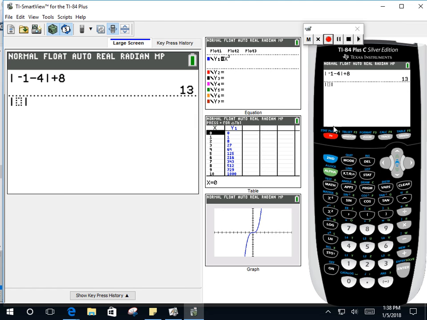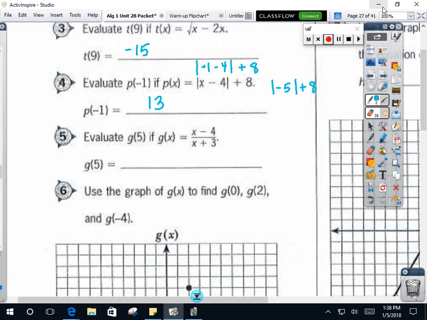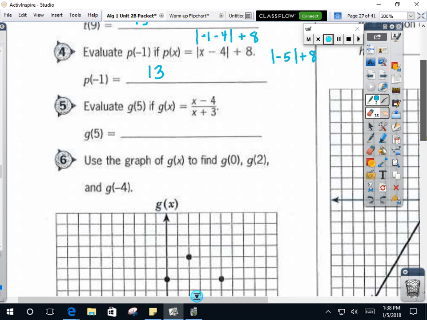Alpha y equals n over d. You're welcome. Okay, now let's try number 5.